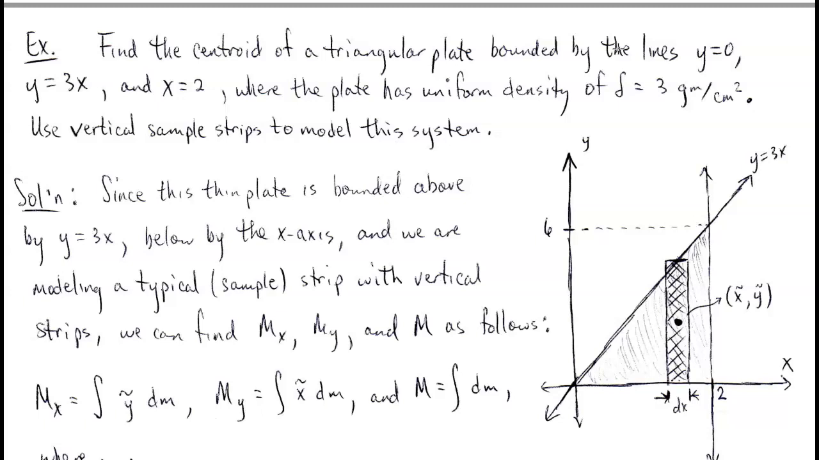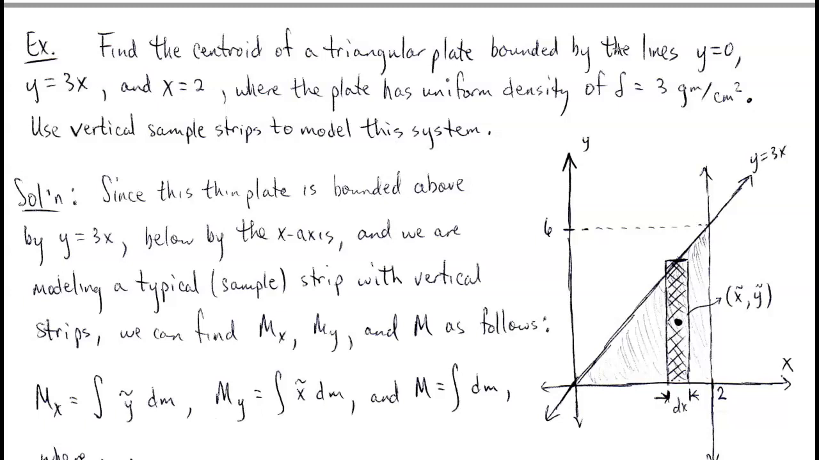Okay, so we want to find the centroid, which is short for center of mass, of a triangular plate bounded by the lines y equals 0, y equals 3x, and x equals 2, where the plate has uniform density of 3 grams per square centimeter. Since we know that the density is uniform, we really can ignore it. I don't ignore it in my problem, but you're going to see that eventually the density is going to basically reduce itself to 1 with something else.